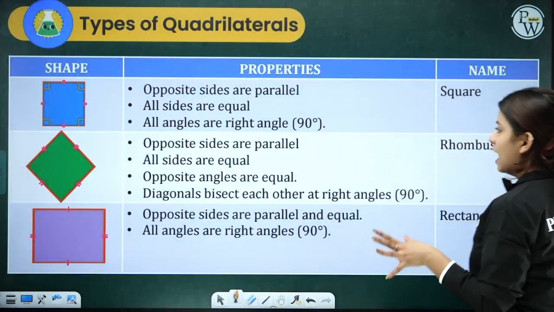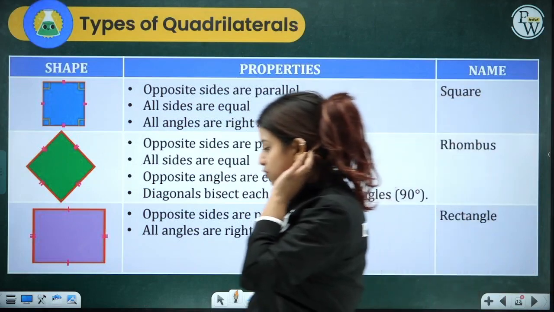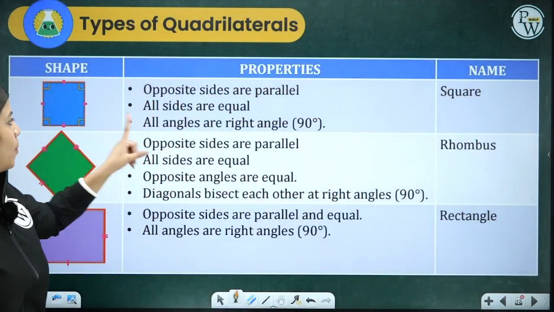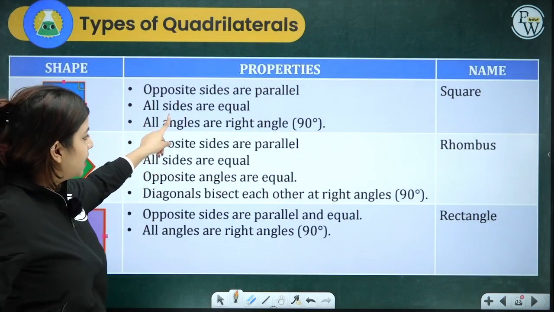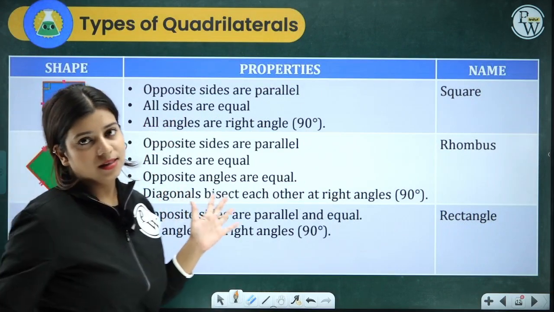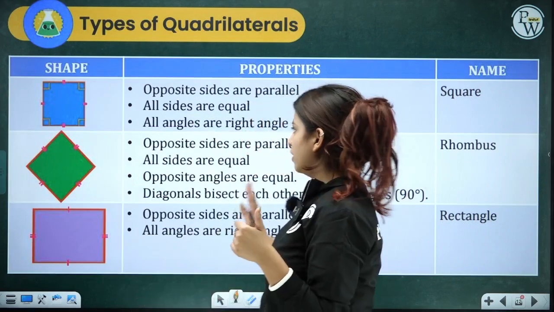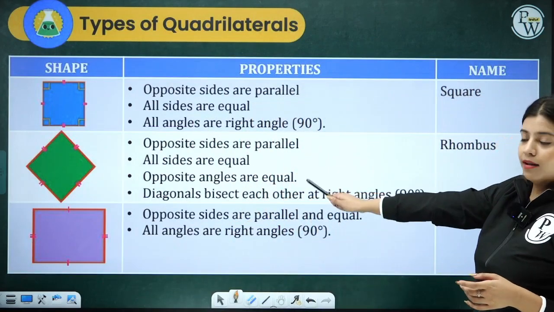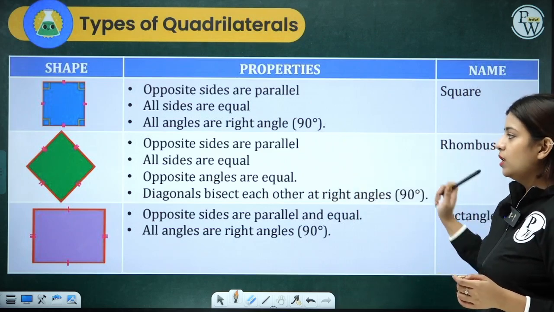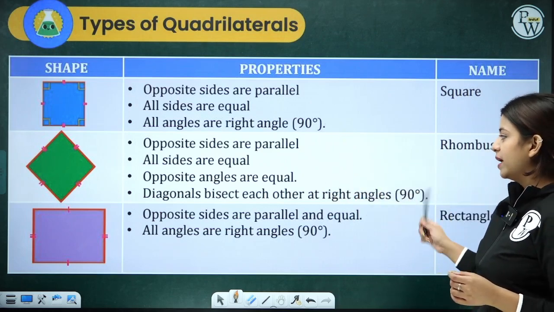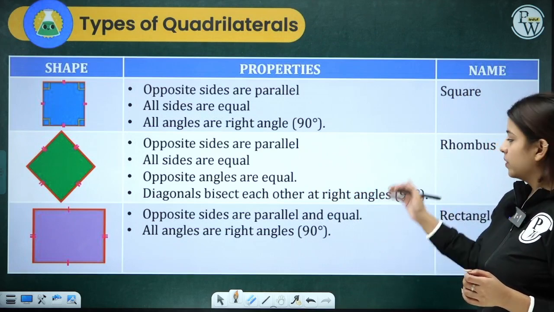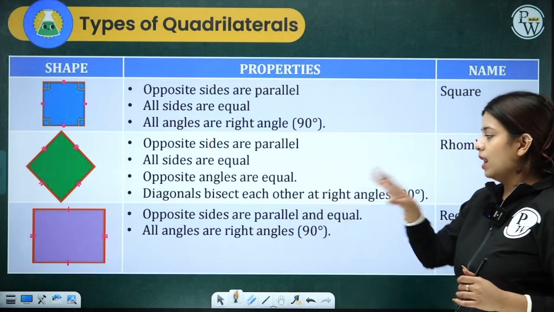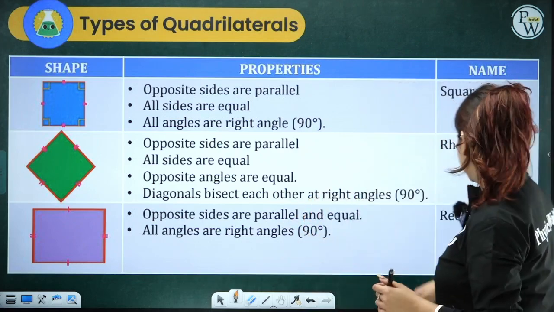The next that we have is a summation of all the shapes and properties that we have discussed. Let's quickly recall them. When we talk about a square, the opposite sides are parallel, all sides are equal, and all angles are 90 degrees. These are the properties of a square. The next we have is a rhombus. Students, opposite sides are parallel, right? All sides are equal, opposite angles are equal, and diagonals bisect each other at 90 degrees. When we talk about a rectangle, opposite sides are parallel and equal, and all angles are right angles.